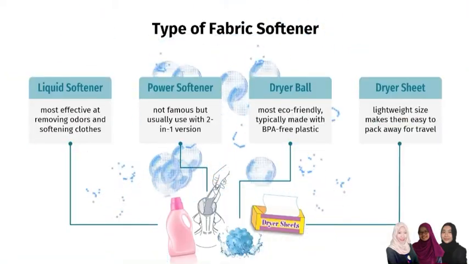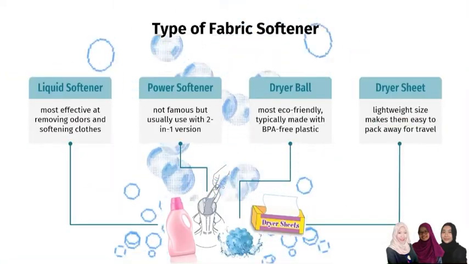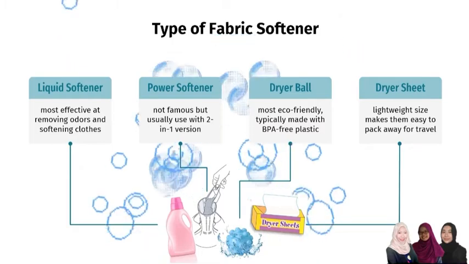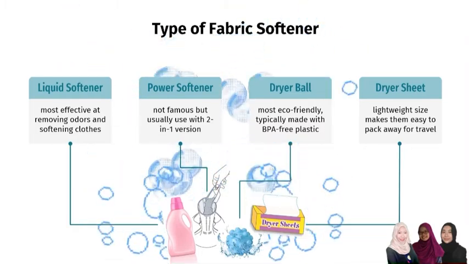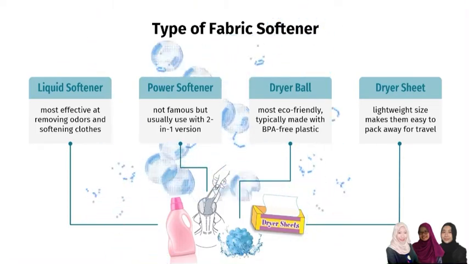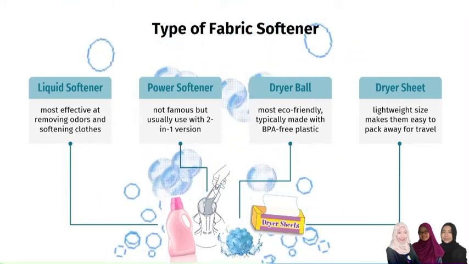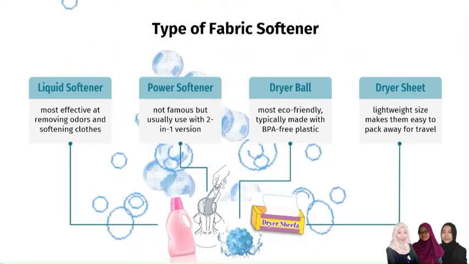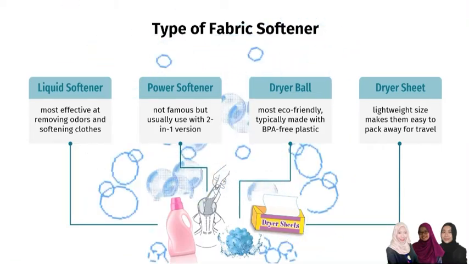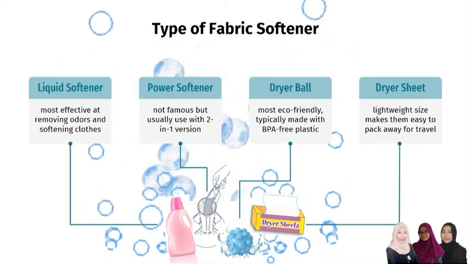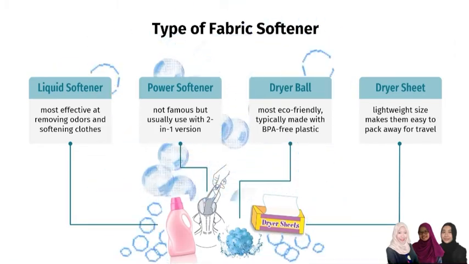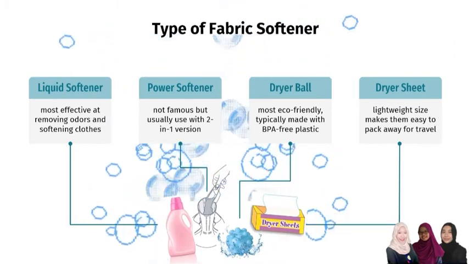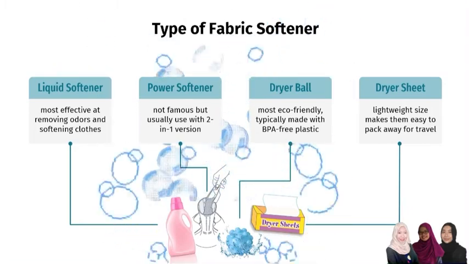Next, are you aware there are many types of fabric softener? Firstly is liquid fabric softener. It is the most effective at removing odors and softening clothes. Second is powder softener. It is not very famous, but manufacturers usually use it in 2-in-1 fabric detergent and softener during the washing. Third is the dryer ball.